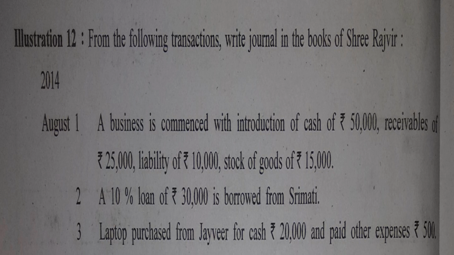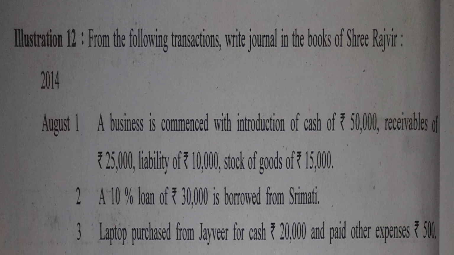From the following transactions, write journal in the books of Sri Rajveer. So the heading that you are going to write in journal is Journal Book of Sri Rajveer, or else you can also write journal entries in the books of Sri Rajveer. As I've said, you have to consider yourself as the owner. So for now, you are Rajveer. You have to consider all the transactions from your point of view. The format for journal is date, particulars, LF, debit, credit.